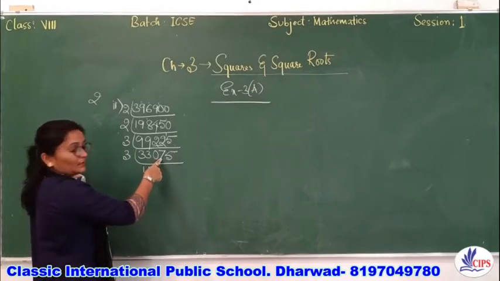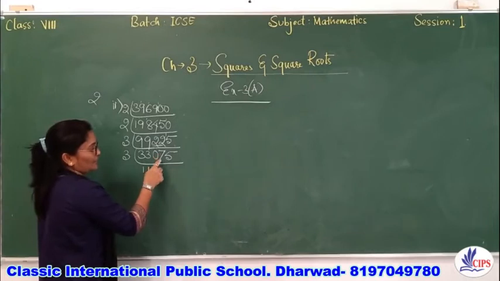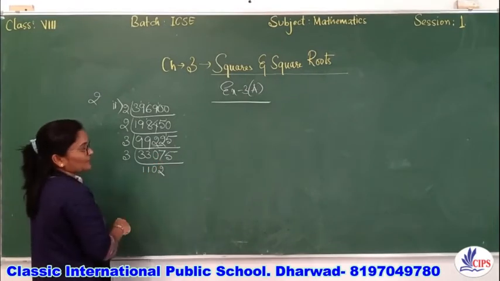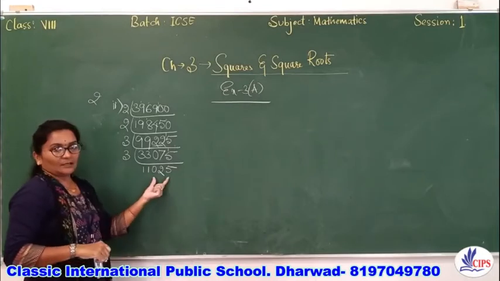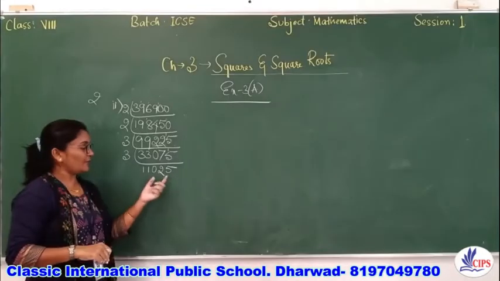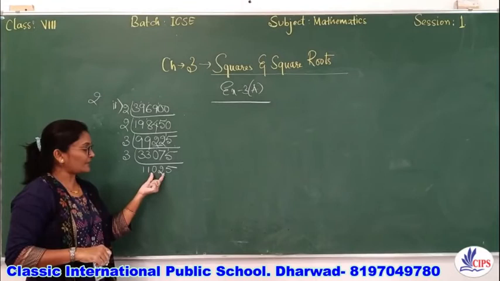Now we are having 7 here. 7 is not there, so I'll take 3 2s are 6, 1 is left, 3 5s is 15. See this number 11,025, just now we have completed this factorization.